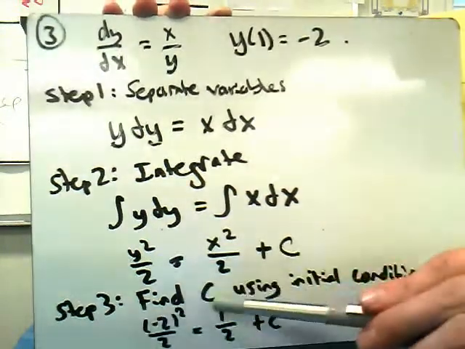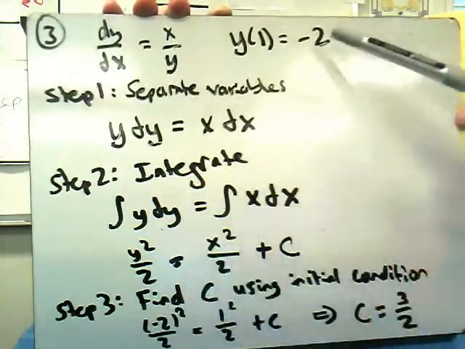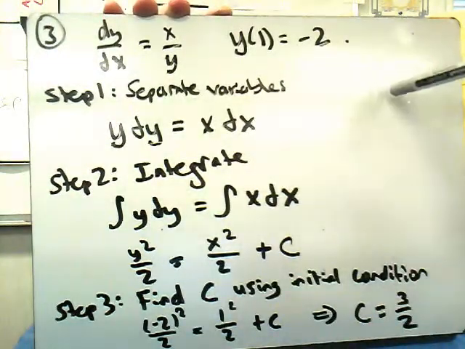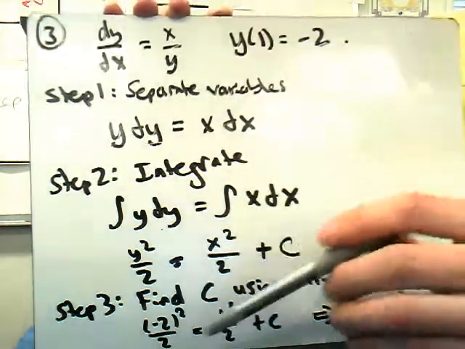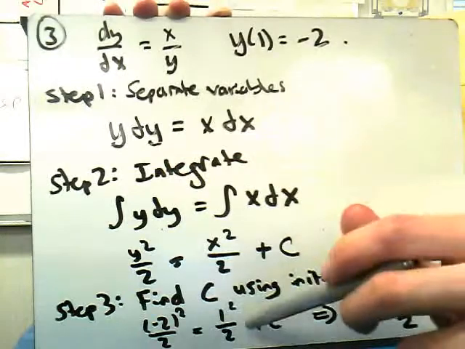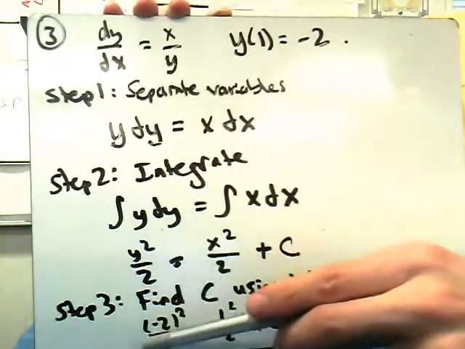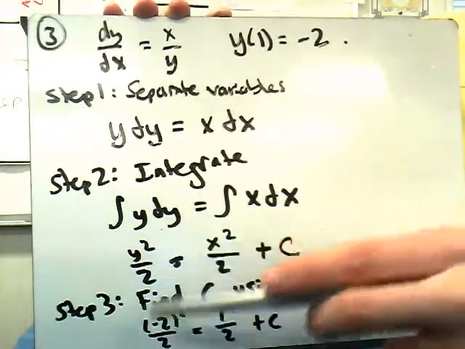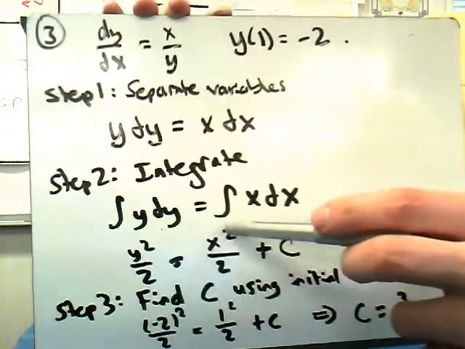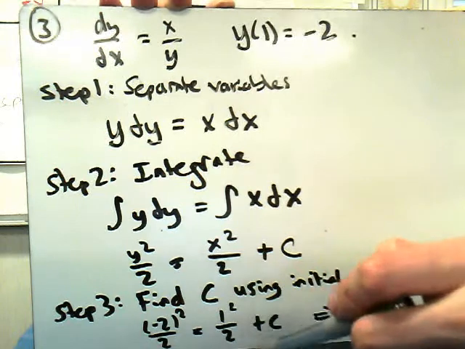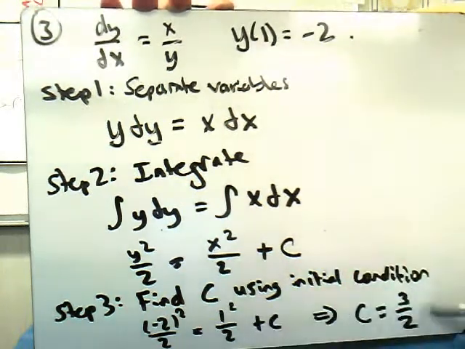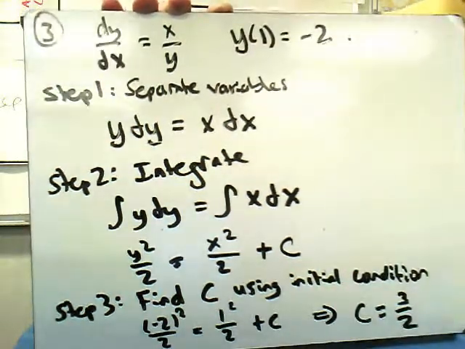Step 3. We want to figure out what c is. Since we have an initial condition, we can actually figure out what c is, since we know the x and y values. In this case, we know x is equal to 1 and y is equal to -2. So in plugging both of those into our equation, we can figure out that -2 squared over 2 is equal to 1 squared over 2 plus c. Working this out, we find out that c is equal to 3/2.